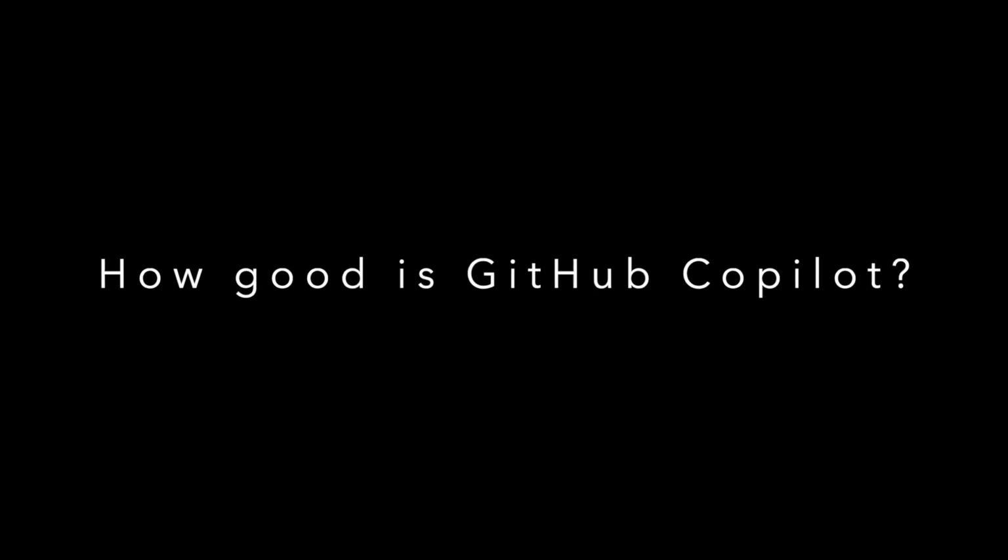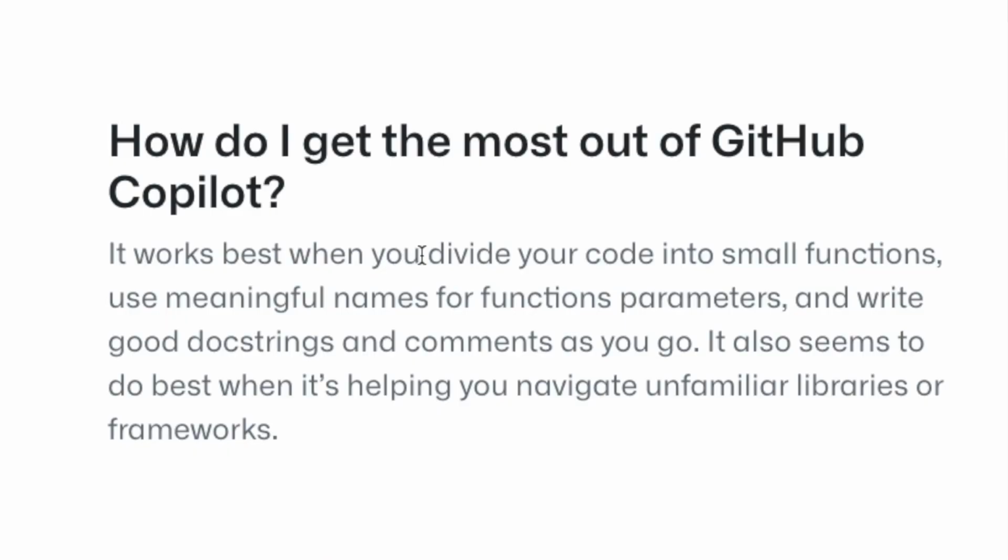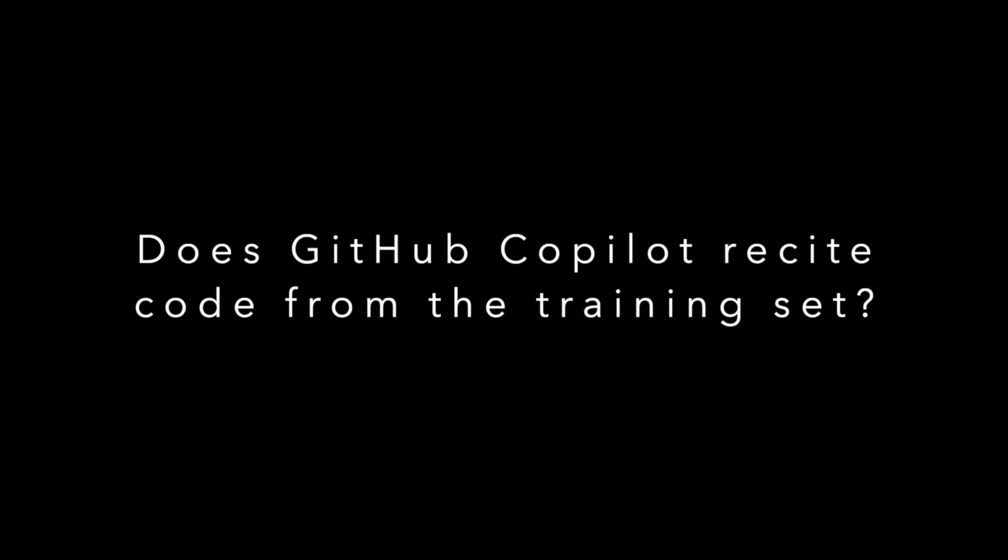How good is GitHub Copilot then? According to their benchmarking, the model is about 43% accurate on the first time, but that number jumps to about 57% when the model is allowed up to 10 attempts. Given this sort of accuracy then, how can you get the most out of GitHub Copilot? The answer to that is just to divide your code into small functions, use meaningful names, and write good doc strings and comments as you go. And that really takes a bit of practicing to be able to type out what you actually want in your function or your program.